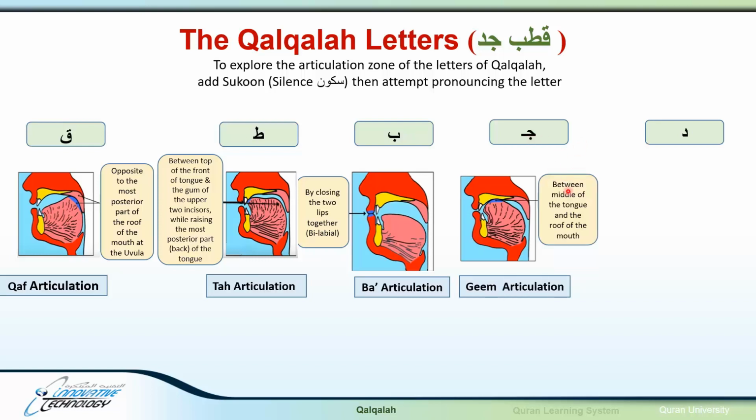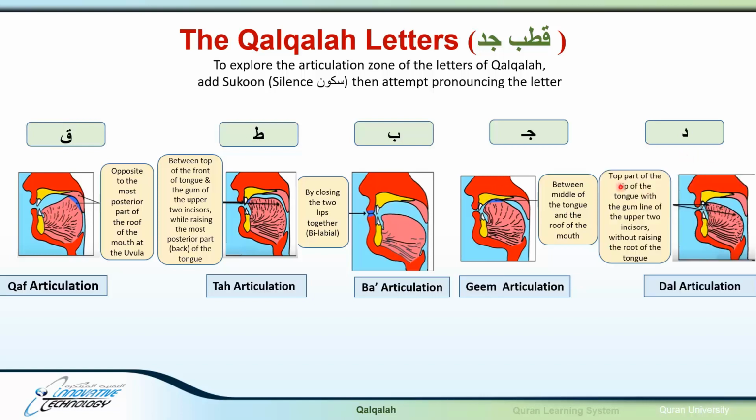It articulates the jim between the middle of the tongue, this blue area, and the roof of the mouth at the hard palate. The id articulates at the tip of the tongue with the upper incisor teeth, similar to the ut in that case. But if you see here, the back of the tongue is depressed, while in the ut the back of the tongue was raised. Compare the front, the same, but the back is different between the ut and the id.